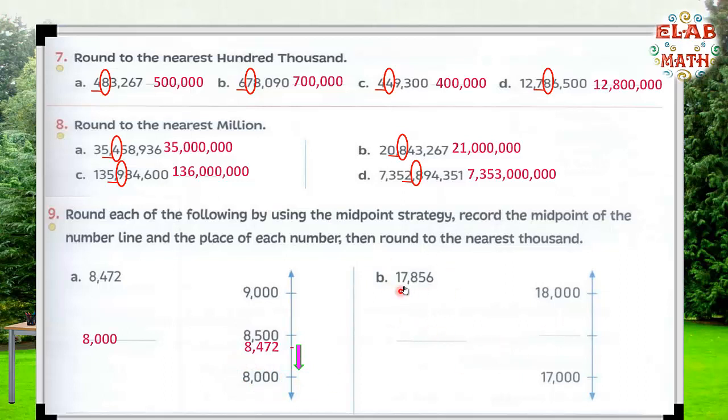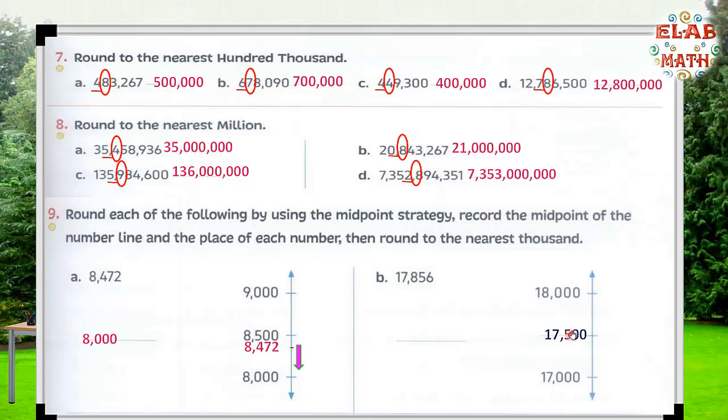Next one, we have this 17,856. Where is the first number on the number line? As we see here, we have 17. Write 17 without digits on the right side, 17,000, and add 1 to 17 to be 18 in the biggest number. In the middle, we write what? We write 17,500 like this.